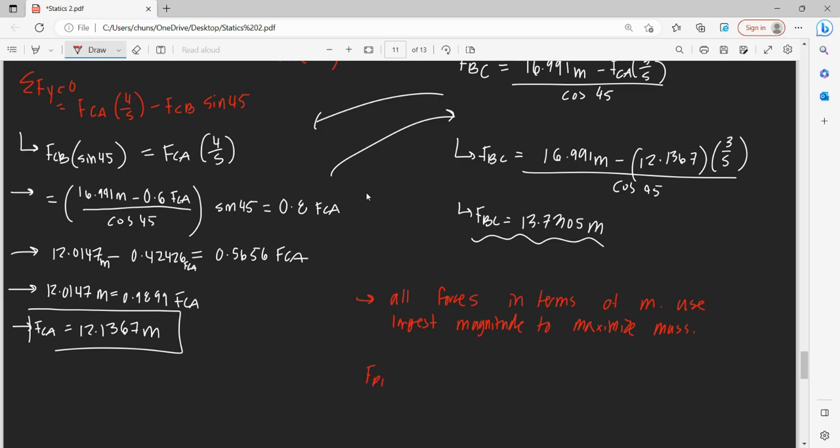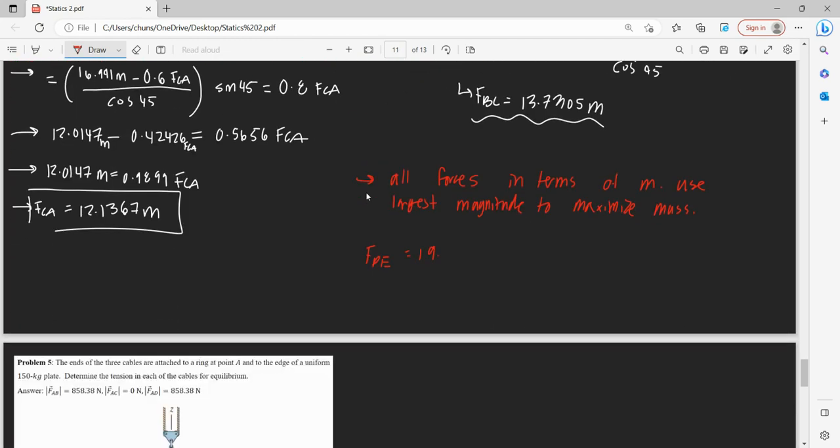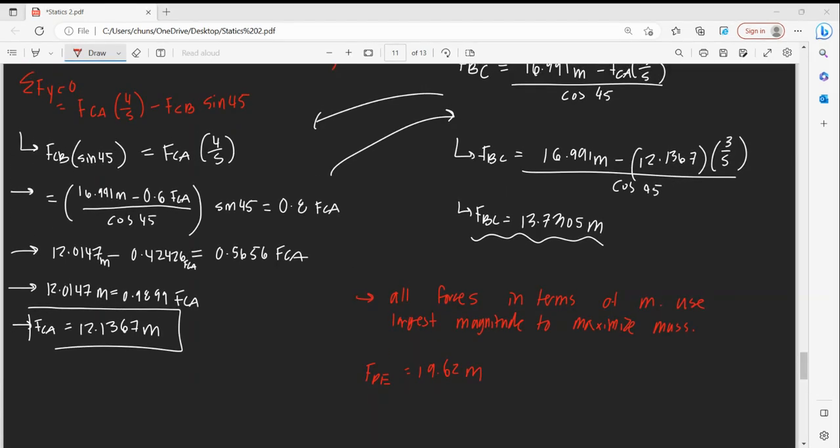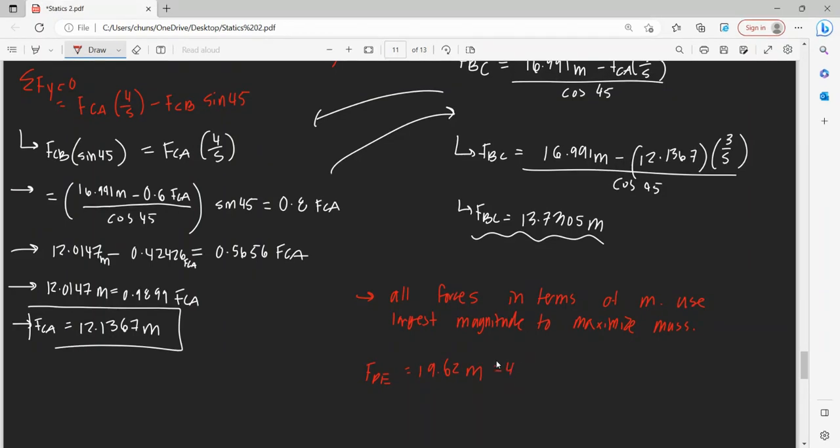So with our FDE, we're given 19.62 M. And we know that our maximum force that we can have is 400 newtons. So that gives us M is equal to 400 newtons divided by 19.62, which is going to be 20.387 kilograms as our maximum weight of our lamp.